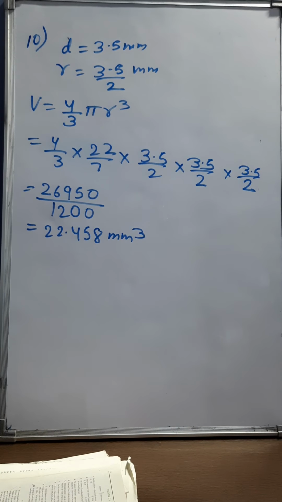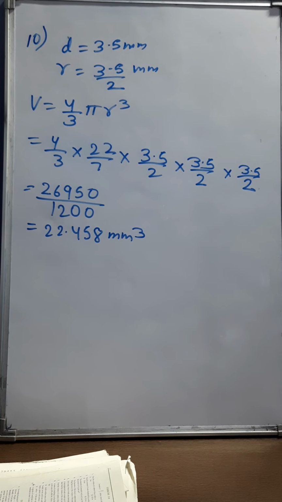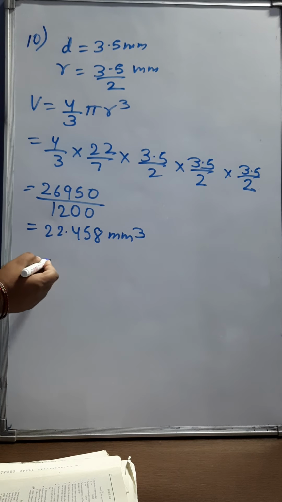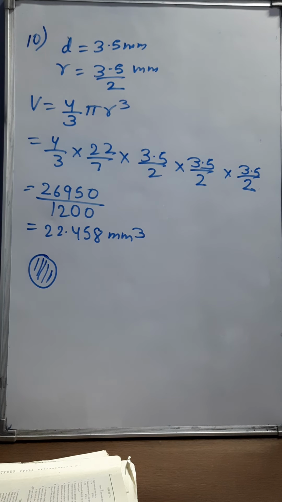Question number 10 says, a capsule of medicine is in the shape of sphere of diameter 3.5 millimeter. How much medicine is needed to fill this capsule? So here, the medicine is in the form of a sphere. So volume of material that can be filled inside will be equal to the volume of the sphere. So simply we have to use the formula of volume of sphere, which is 4 by 3 pi r cube. Radius is 3.5 by 2. By putting this, we are getting 22.458 millimeter cube of medicine required to fill this capsule.